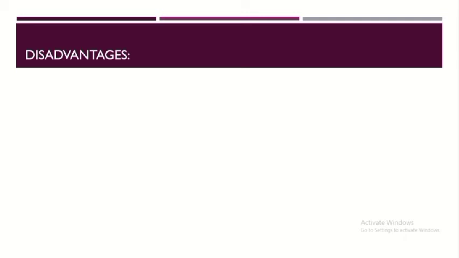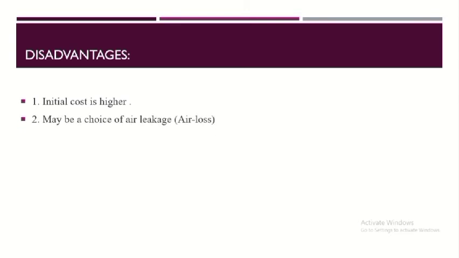Now, let us see the disadvantages of pneumatic vises. The initial cost is higher, there may be a chance of air leakage, or we can say air loss. Cylinder stroke length is constant.